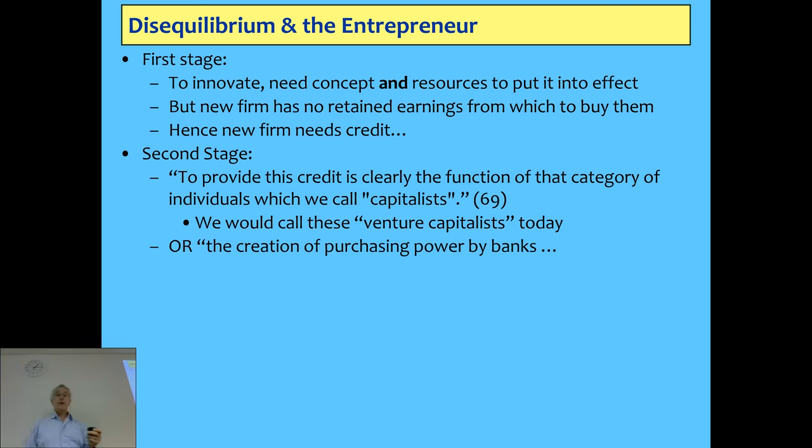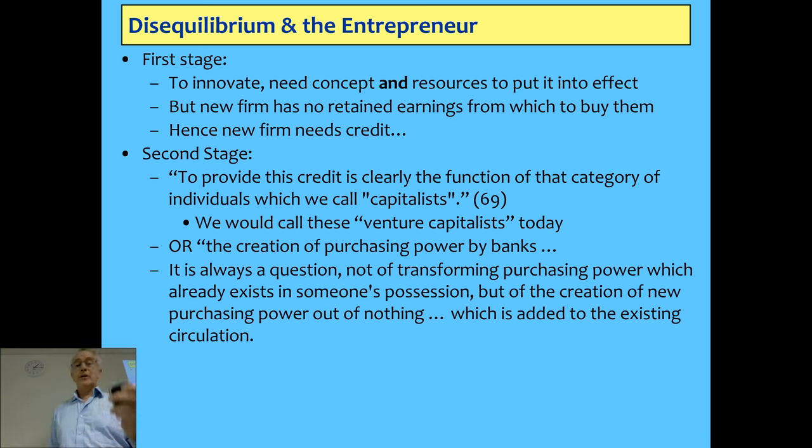And he said they get it. It comes out of the banks creating new purchasing power. And this is a very important point. This is different, by the way. If anybody is using my lecture as a guide to what Austrians think, this is not what Austrians think about money. Okay? This is one place where Schumpeter differs from the Austrians.